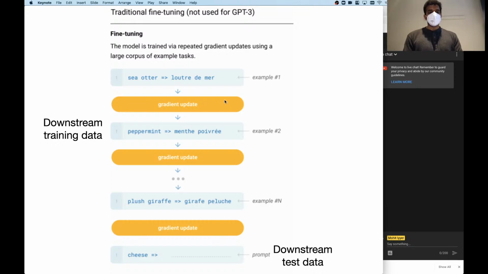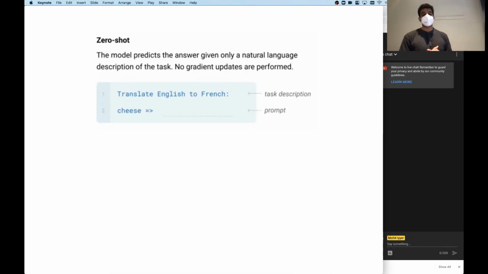Traditionally, if we wanted to solve a task like machine translation, we would show the model all of these pairs of parallel English to French sentences or phrases, and then the model would be updated to do a better job at predicting this translation every time it sees this training example in the future. And then finally, at test time, we would show it some phrase that it never saw before in its training data and see how well it translated that. So that's traditionally the fine-tuning process as we've all seen it in this class up till this point.